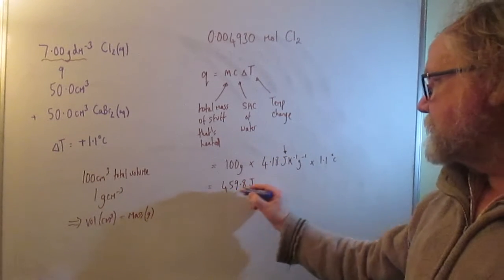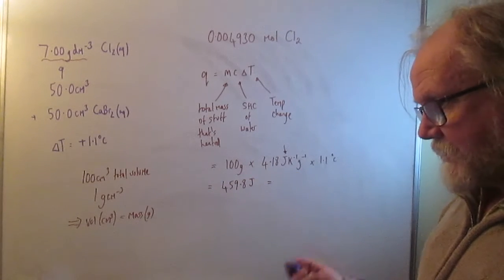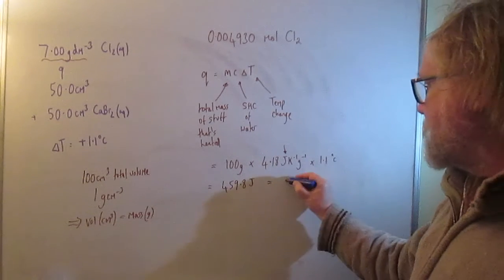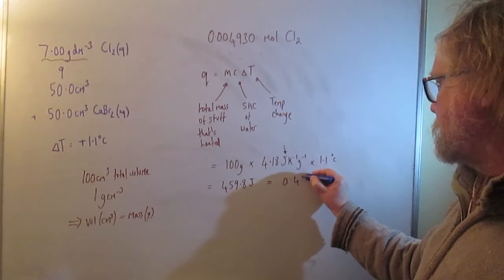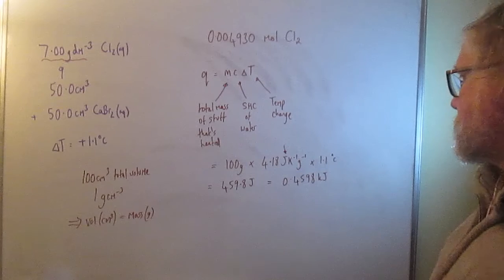Okay, so 459.8 joules, and we're going to need to turn that into kilojoules for the purposes of a chemistry calculation. So we divide by 1,000 and get 0.4598 kilojoules.